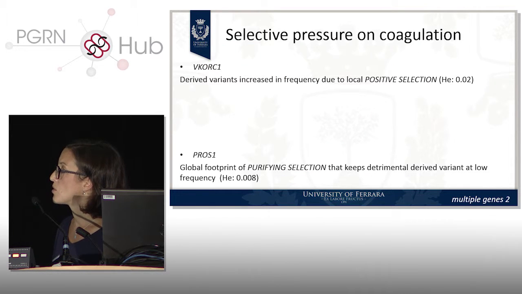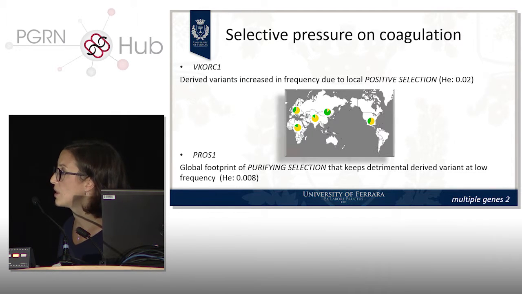So just to conclude, we found with this analysis a signature of selective pressure, for sure, on the coagulation pathway, and this was very interesting for us because we saw a signature on this gene and a different signature on the other gene. This is the pattern that you observe when there is positive selection due to local adaptation, and this is the pattern that you observe when there is selective constraint.